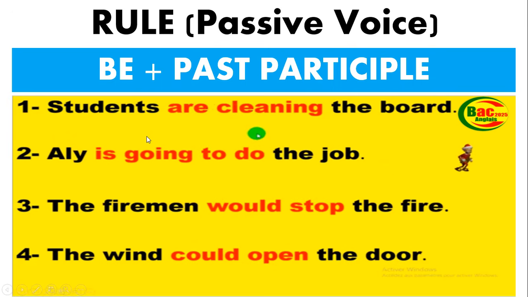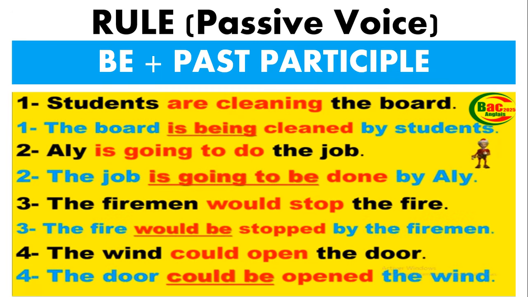Number 1, students are cleaning the board. Number 2, Ali is going to do the job. Number 3, the fireman would stop the fire. Number 4, the wind could open the door. My students will refer to the rules I have given them to transform these active sentences into passive sentences. And here is the outcome of their job. The board is being cleaned. The job is going to be done. Number 3, the fire would be stopped. Number 4, the door could be opened.